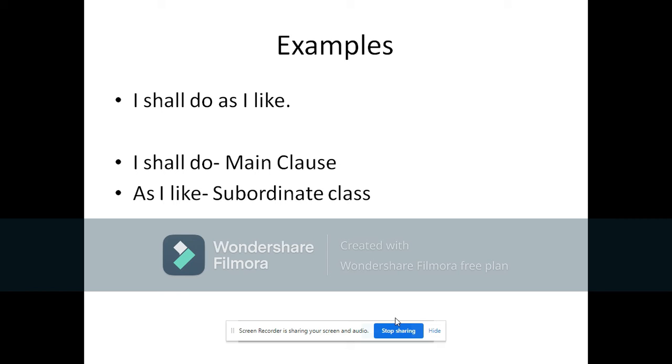Here there are two clauses. I shall do. It's a main clause. As I like is a subordinate clause. So it is called a subordinate clause because it cannot stand by itself.